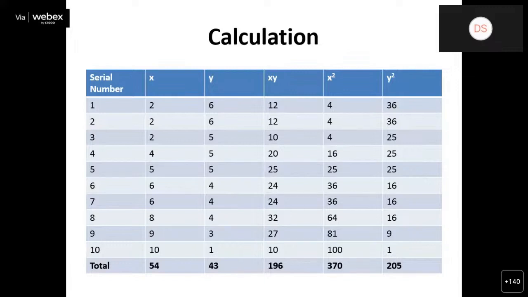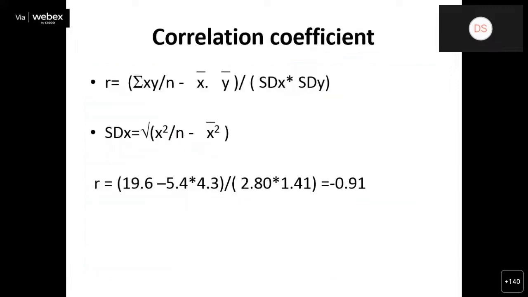Similarly, the standard deviation of y is equal to the root of sigma y square by n minus y bar square. In this example, sigma y square is 205, divided by 10 is 20.5. So 20.5 minus 4.3 the whole square. The square root of it will be the standard deviation of y. And sigma xy by n will be 196 divided by 10. So substituting in this formula, you will get the correlation coefficient of minus 0.91.